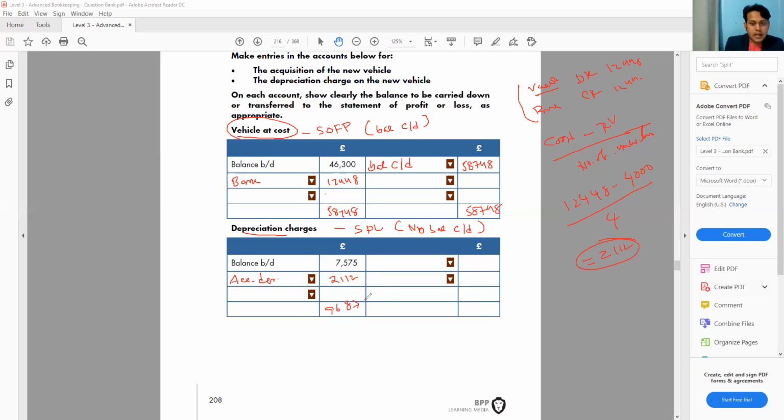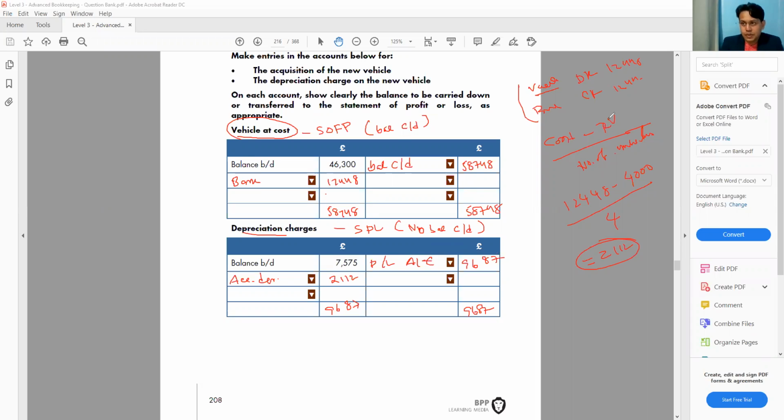And remember, this one will have no balance CD and BD. All of this depreciation, 9,687, we're going to charge to the profit and loss account. We're going to say P&L account. This one will have no balance CD and BD. Remember that, because this item is relevant to the profit and loss account.